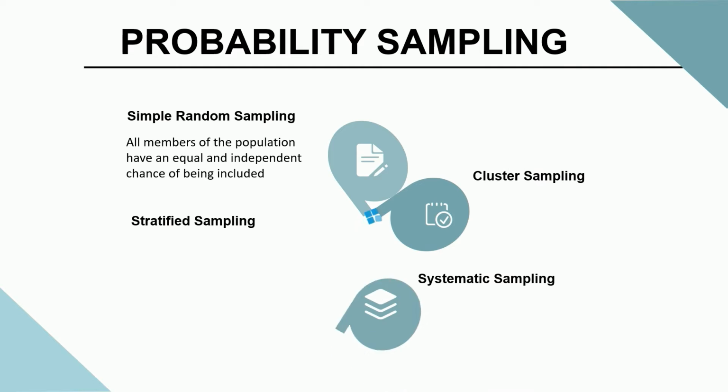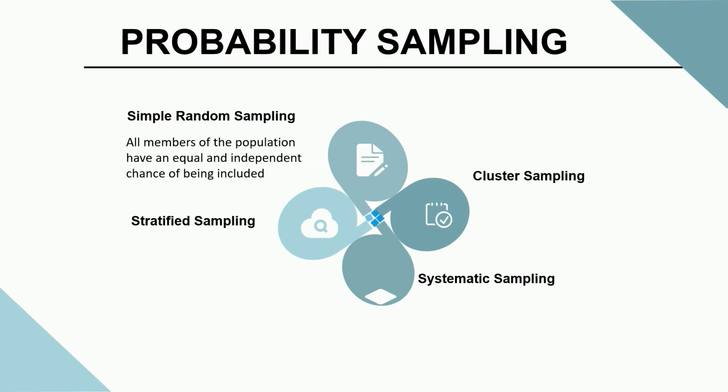Probability sampling involves sample selection in which the elements are drawn by chance procedures. The 4 types of probability sampling most frequently used in educational research are simple random sampling, stratified sampling, cluster sampling, and systematic sampling. First, let's look at simple random sampling. In simple random sampling, all members of the population have an equal and independent chance of being included.